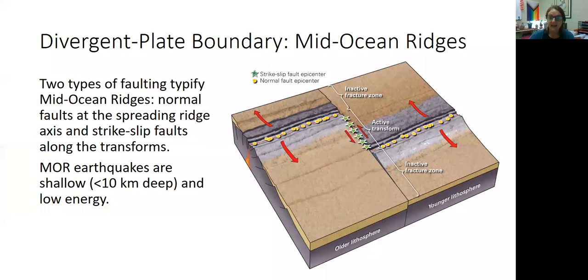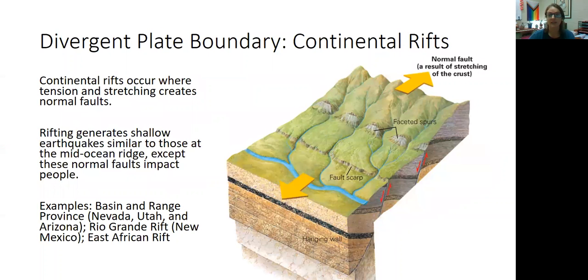Okay? At divergent plate boundaries, such as the mid-ocean ridge, these earthquakes are pretty shallow, meaning they're less than 10 kilometers deep, and they have low energy, but they're still there. At divergent plate boundaries on land, once again, they're fairly shallow, fairly low energy, but they're still there. So divergent plate boundaries have earthquakes, but they're shallow and they have low energy, low magnitude.